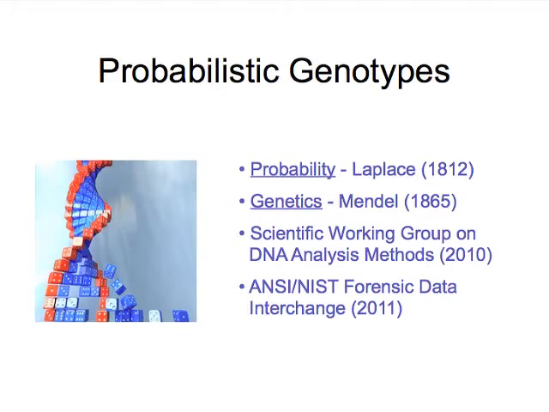And other organizations like ANSI, the American National Standards Institute, and NIST, the National Institute of Standards and Technology, the Bureau of Standards down in Maryland, have interchange standards of forensic data that explicitly provide optionally for probabilistic genotypes. So there's nothing terribly new about probabilistic genotypes. They've been around for 150 years.